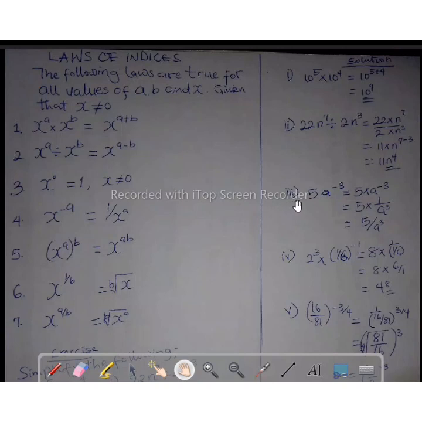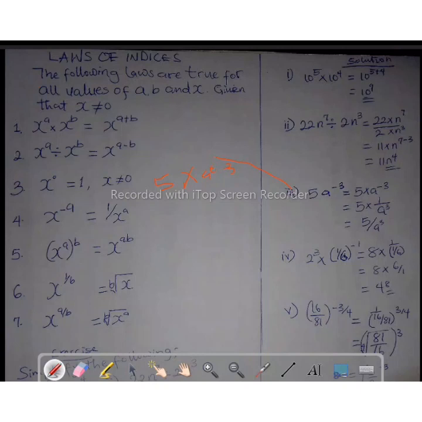That's seen in exercise Roman figure 3. We have to simplify 5a raised to power minus 3, which can still be rewritten as... I want to take you through how we arrive at this answer, and please follow me. So this can still be rewritten as 5 times a, 5 times a raised to power 0 minus 3.